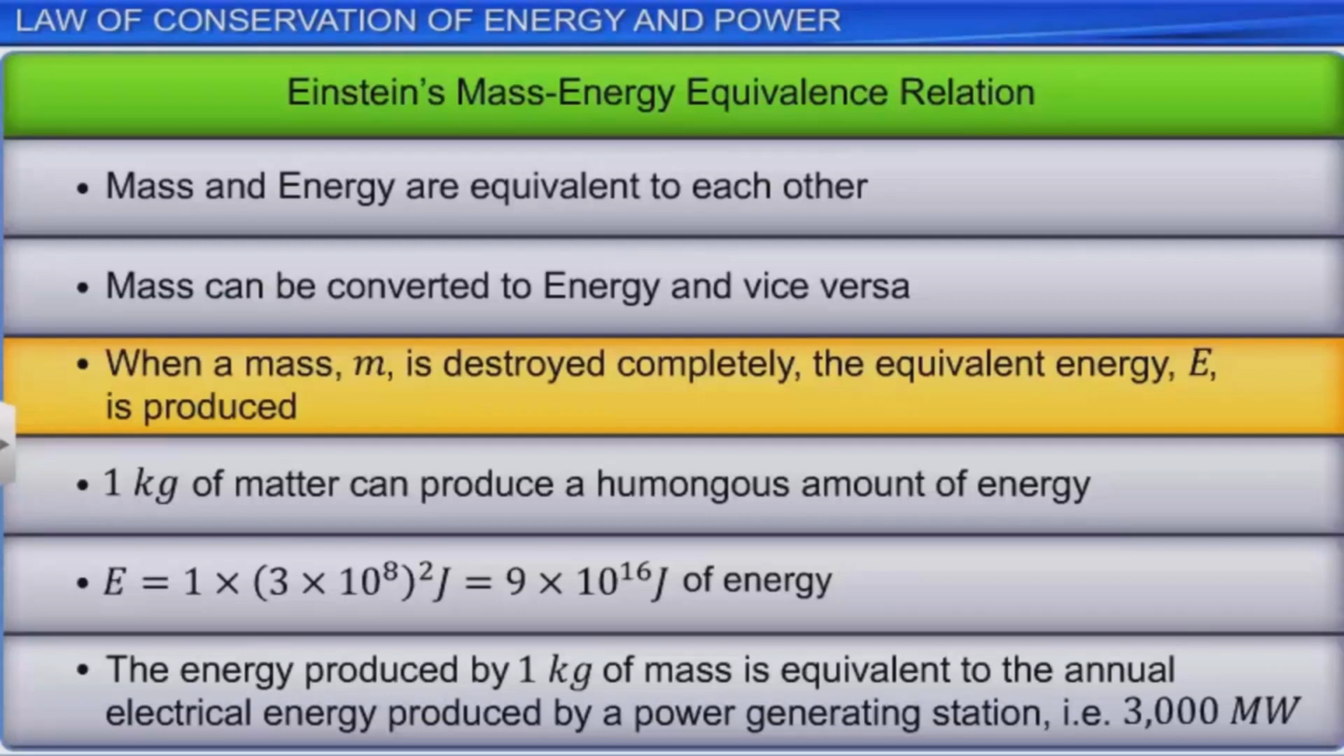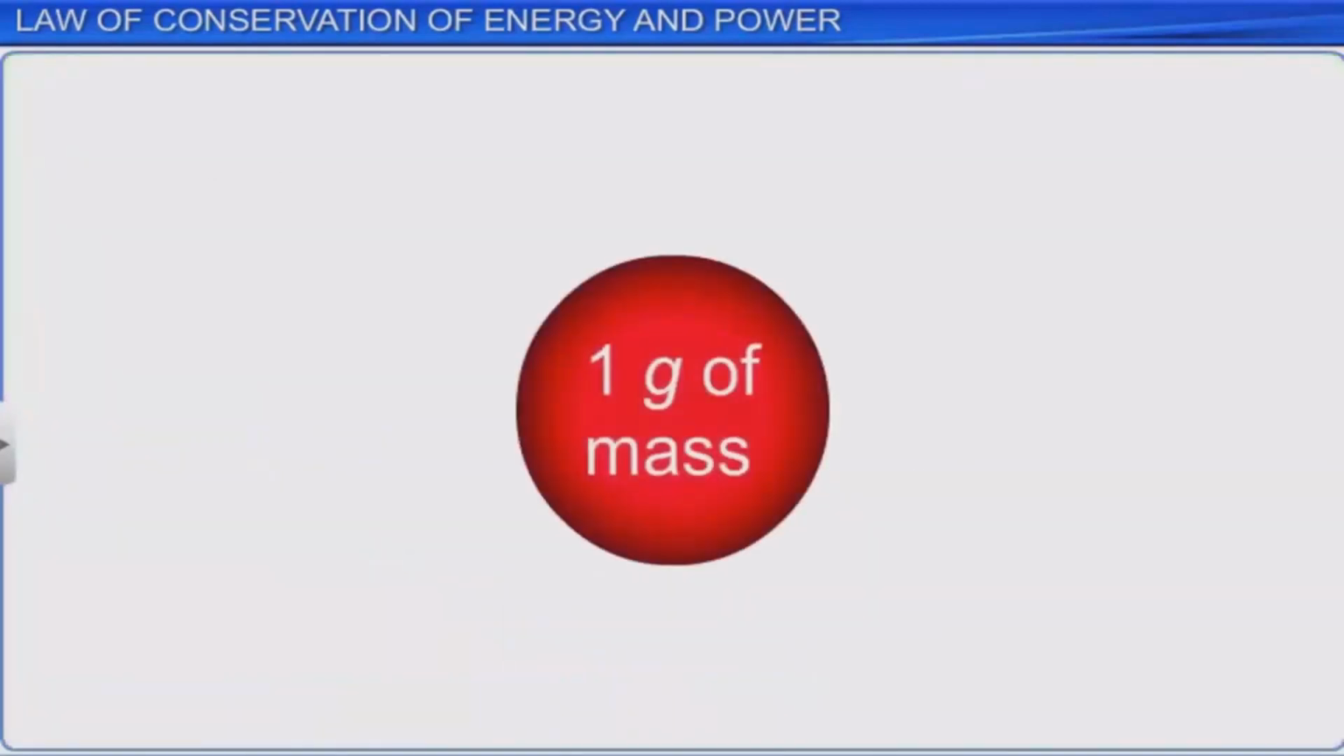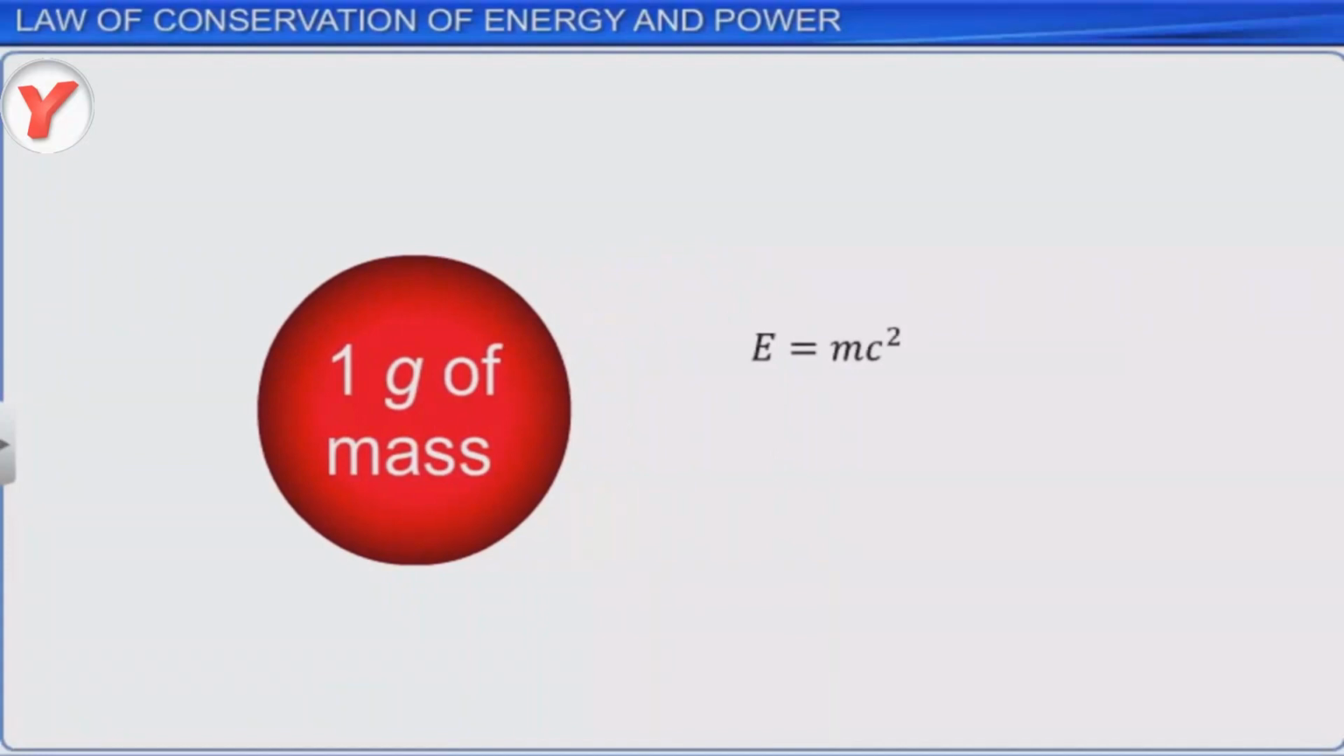Thus, according to Einstein's mass-energy equivalence equation, 1 kilogram of matter can produce a humongous amount of energy, which is E is equal to 1 into (3 into 10 raised to 8) squared joules, equal to 9 into 10 raised to 16 joules of energy. The energy produced by 1 kilogram of mass is equivalent to the annual electrical energy produced by a power generating station, that is, 3000 megawatts. Now, if 1 gram of mass is completely destroyed, the energy produced is expressed as E is equal to mc squared, that is equal to 0.001 into 9 into 10 to the power of 16, that is equal to 9 into 10 to the power of 13 joules.